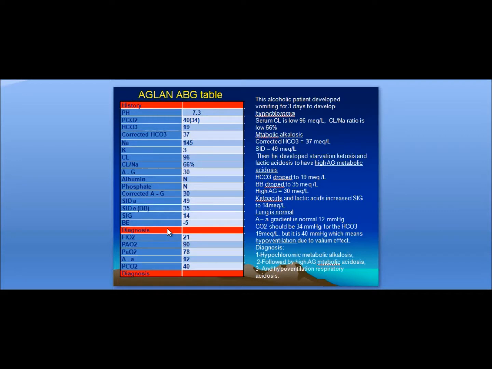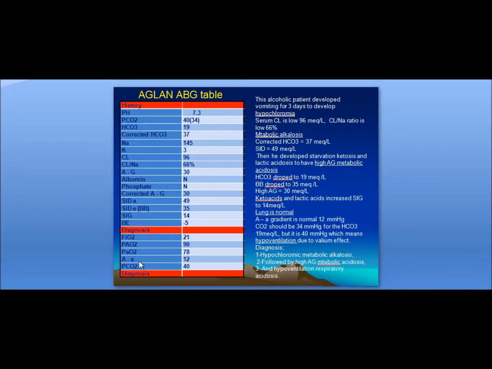The third part to study is the oxygenation state. This patient was on room air, FiO2 21. The calculated alveolar partial pressure of oxygen was 90. The measured arterial oxygen 78, and the alveolar arterial gradient was 12. This is normal, so there is no problem for the lung oxygenation.